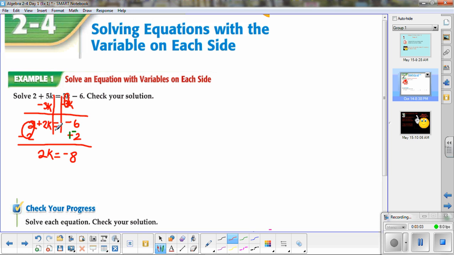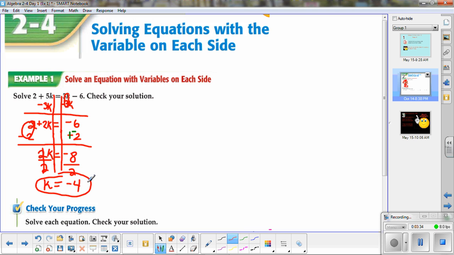Now to get this down to having just 1k instead of 2k, we want to undo the multiplying by 2. So we are going to divide both sides by 2. 2 divided by 2 is 1, and 1 times k is k. And on the other side, negative 8 divided by 2 is going to be a negative 4. Remember, a negative divided by a positive will always be negative.